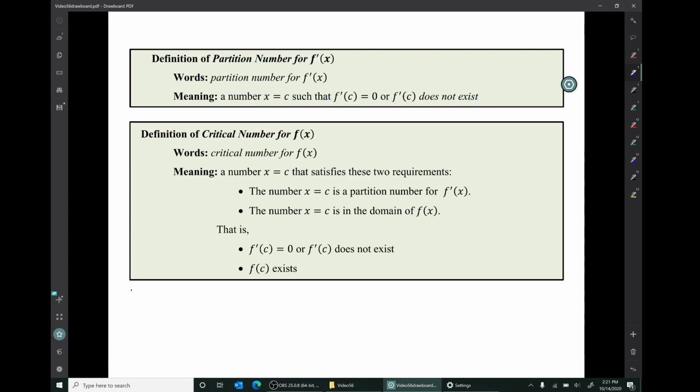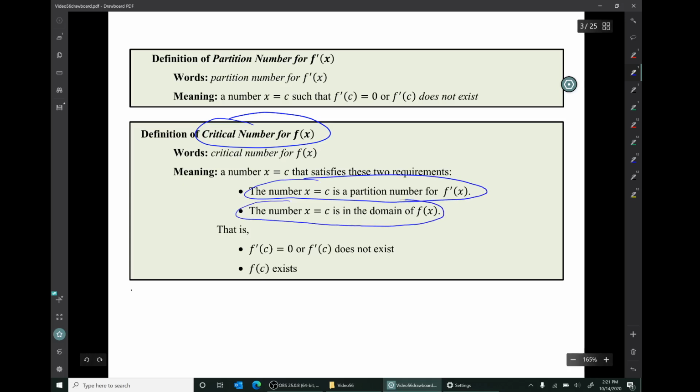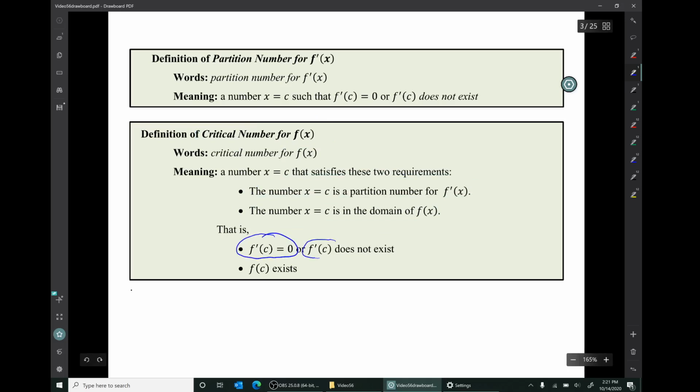And we discussed critical numbers. A critical number for a function is a number that has 2 properties. The number is a partition number for f prime, and the number is in the domain of f. So in other words, a critical number is an x value that has these 2 properties. Either f prime parentheses c is 0 or f prime parentheses c does not exist, and f of c does exist.